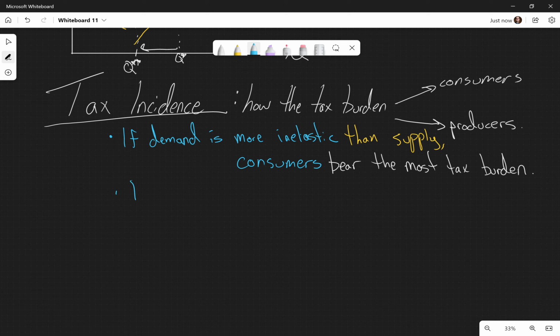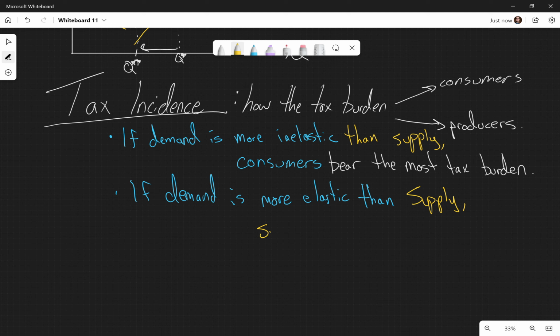And then if demand is more elastic than supply, it is the sellers or the producers who bear most of the tax burden.